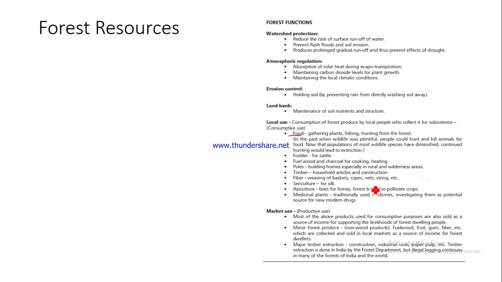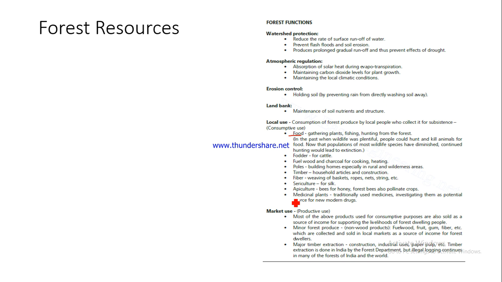For example, we have the bamboo which is used to produce so many different items, and then there is the coconut tree which can be used to produce ropes, etc. So they provide us fiber also. They provide us silk also. The silkworm rears on the trees, and then they can also be used for beekeeping and production of honey.